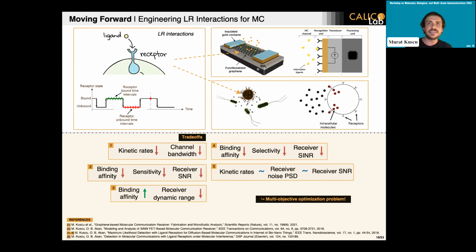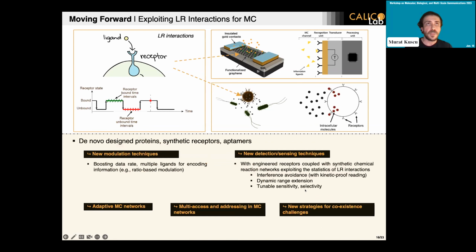And bandwidth is not the only performance metric that is affected by the interaction parameters. Our studies show that the sensitivity, the dynamic range, selectivity, and the noise characteristics of the receiver are also strongly correlated with the interaction parameters, like their affinity or kinetic rates. So all these trade-offs point to a multi-objective optimization problem regarding these interactions.